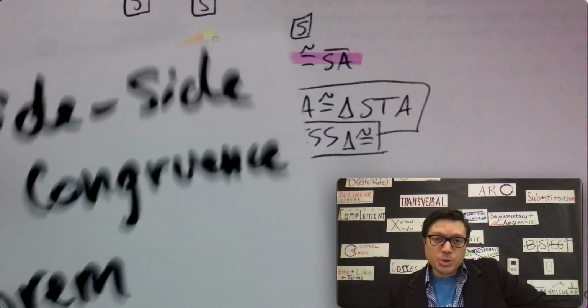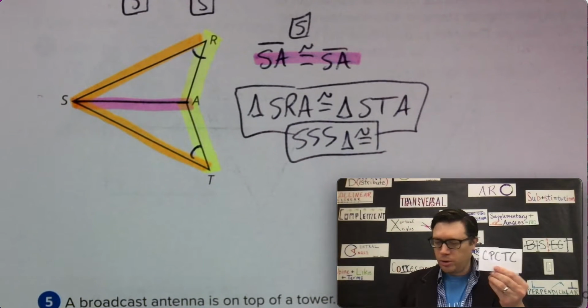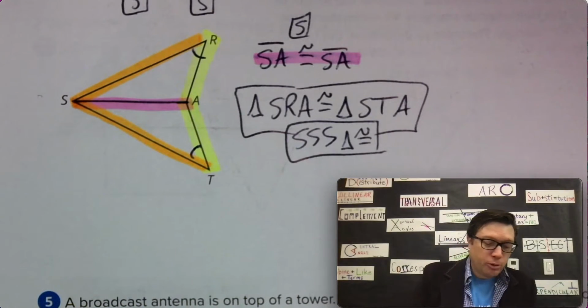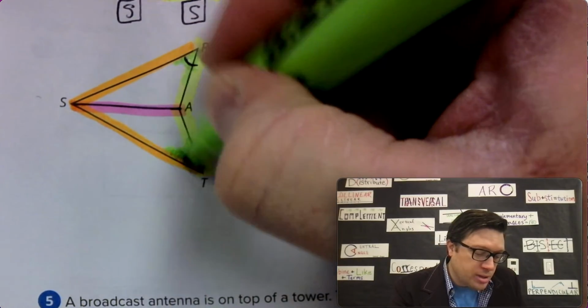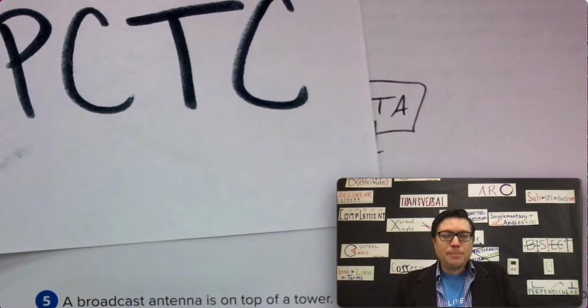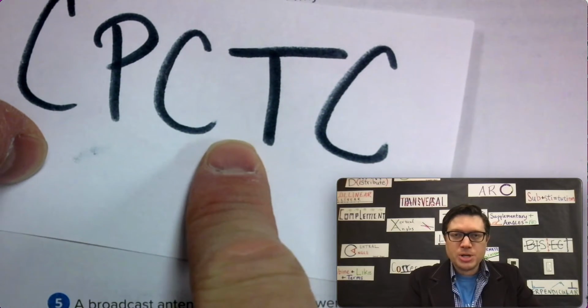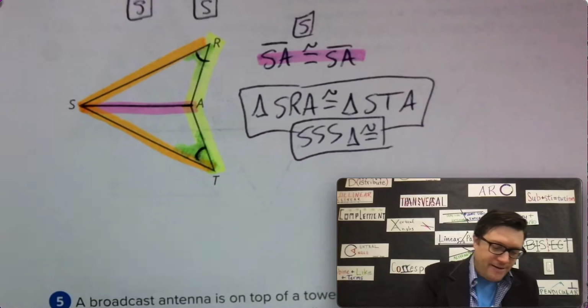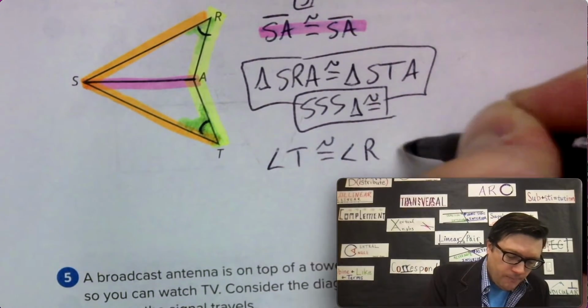So if the triangles are congruent, then you know what? Doggone it, the pieces are congruent. That means that if we have actually proven this triangle is the same, then the other triangle on the other side is also the same. And so by CPCTC, corresponding parts of congruent triangles are congruent, angle T is congruent to angle R.